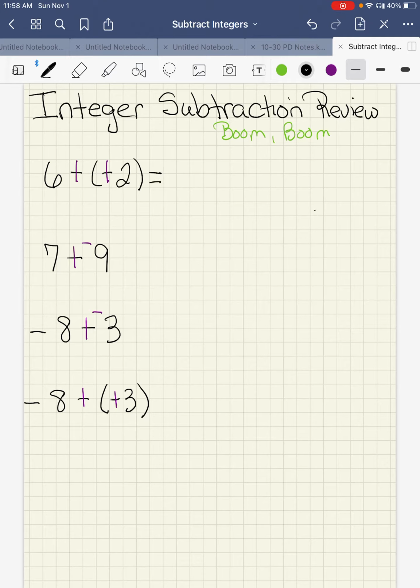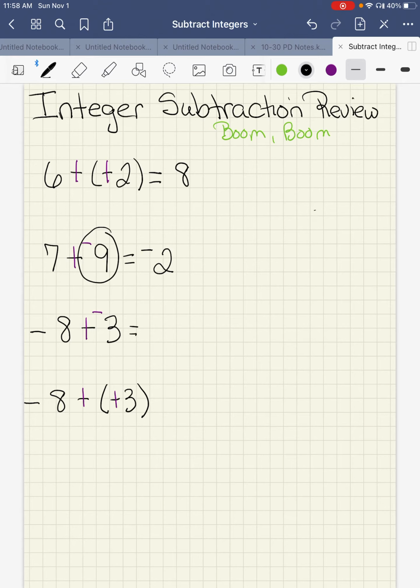Well, 6 plus 2, right? We don't have any negatives to deal with. That's just 8. Easy peasy. 7 plus negative 9. Okay, well, now we have to think a little bit back to our addition rules. When the signs are different, those 7 positives are going to cancel 7 of those negatives, right? 0 pairs. So that's actually subtracting. 9 subtract 7 is 2, but we have more negatives, right? The number with the bigger absolute value is negative. So it's negative 2. Whatever you have more of in the beginning is what's left over in the end.